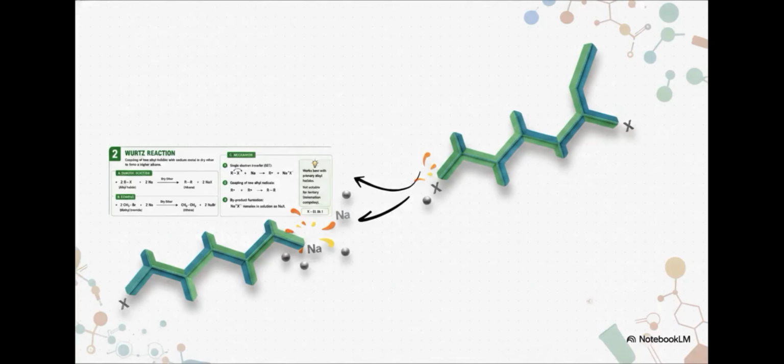But hey, what if we want to build a bigger molecule completely from scratch? Well, that's where the Wurtz reaction comes in. It acts literally like molecular glue. By using highly reactive sodium metal in a dry ether solution, we can take 2 smaller carbon chains, specifically alkyl halides, and forcefully snap them together. The sodium bonds with the halides, and the 2 carbon chains couple up to form a much larger alkane. It is a fantastic way to double your chain length.